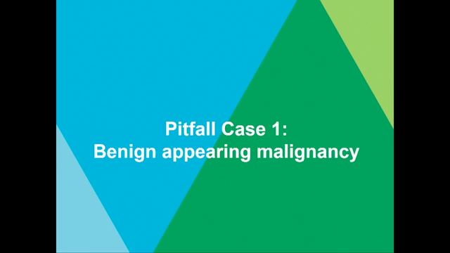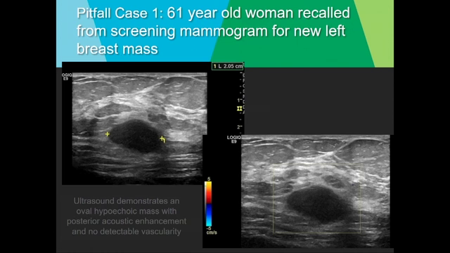So starting with the first pitfall case, this is a benign appearing malignancy, so I've already given away the answer. This is a 61-year-old woman that had a new mass on her screening mammogram. And you can see here, the mass does have several benign features. It's oval in shape. It's fairly well circumscribed, especially up here, but maybe not so much here. There was no detectable blood flow, and there is some posterior acoustic enhancement. This is also parallel in orientation relative to the skin.